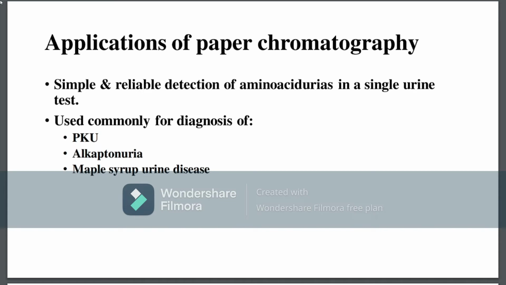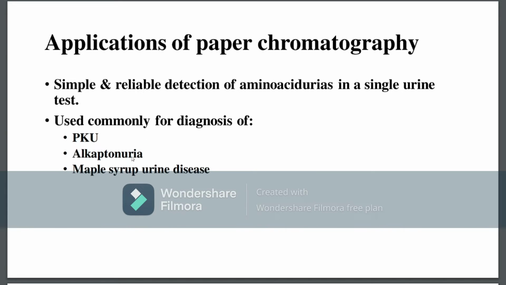reliable detection of amino aciduria in a single urine test, used commonly for the diagnosis of phenylketonuria, alkaptonuria, and maple syrup urine disease.